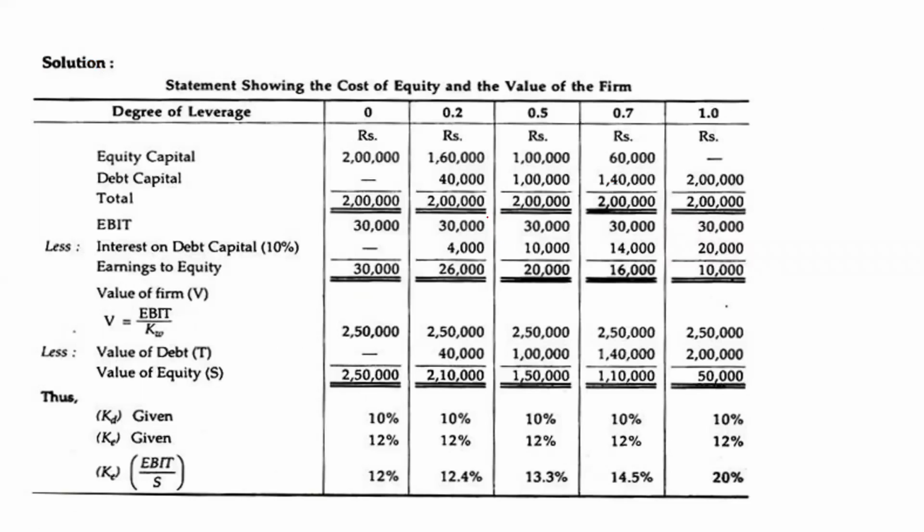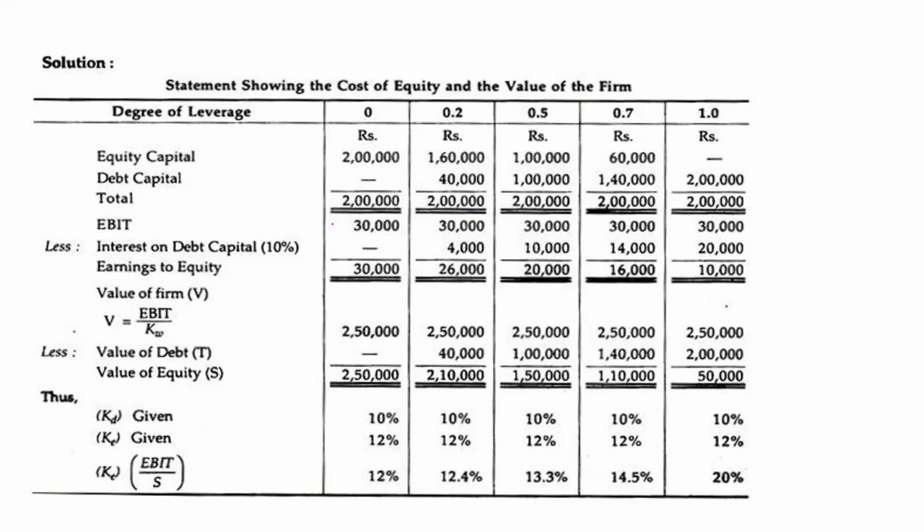So if we solve that, we know at 0% level equity is 2 lakh, at 20% equity is 160, at 50% level equity is 1 lakh, at 70% level equity is 60, and at 100% level of leverage equity is 0. So by reducing this value from the total value of the firm that is given in the question, that is 2 lakh, you can easily get the value of a debenture as well. So you have got the total value, you have got the equity, you have got the debt value, and this is EBIT. EBIT is constant in all the situations.